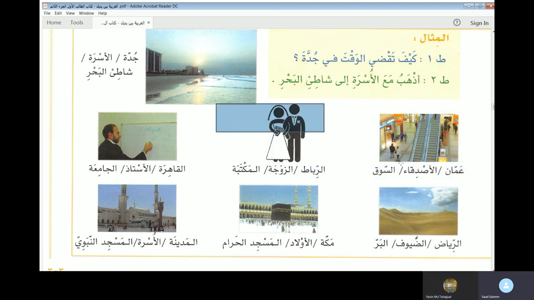Why are we using fatha here? Not because it's feminine. Asdiqa is not feminine; it's plural. Because it is mamnu min as-sarf, and when the mamnu min as-sarf is followed by ma, we use fatha with it.